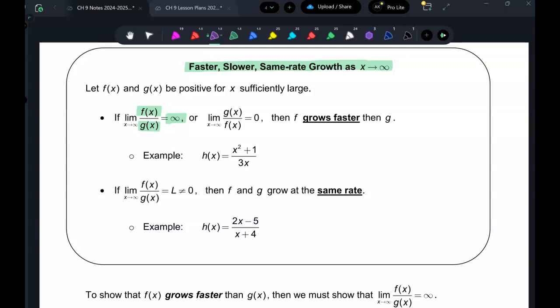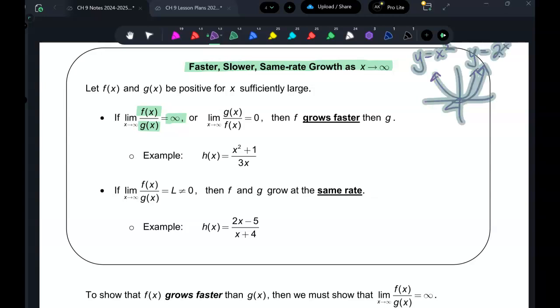Or you can compare x squared compared to y equals 2 to the x. Right? Which one's going to, that's not supposed to go below, but you get the idea. Which one's going to grow faster, the exponential or the x squared? The exponential, for sure.